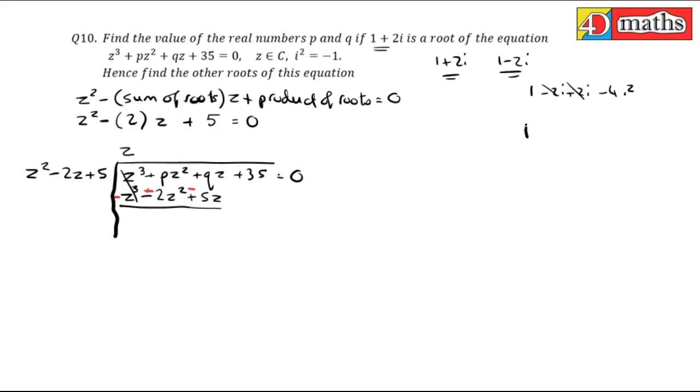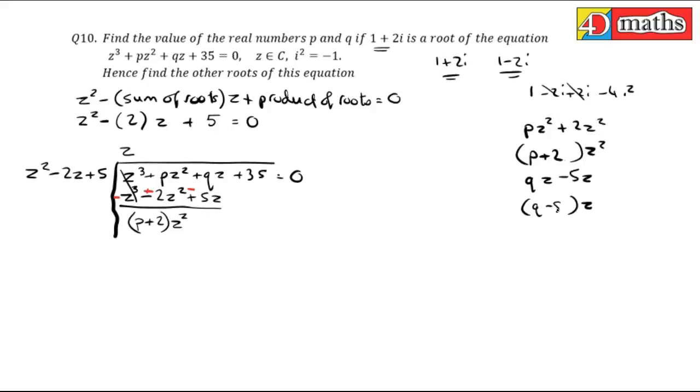So I'm going to do that over here. So pz squared plus 2z squared. So if you take the z squared out, you're left with p plus 2. So you're left with p plus 2 z squared. What would you get here? You get qz minus 5z. If you take z out, you're left with q minus 5. So that's plus q minus 5z. Bring down the 35. Okay, so you have to do it again.